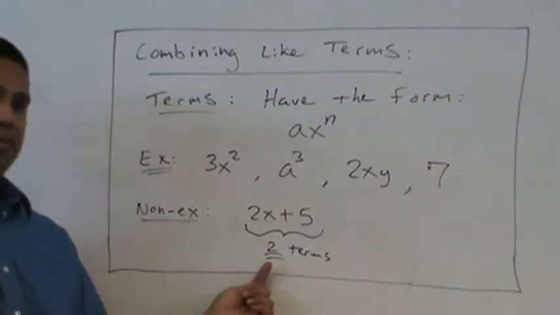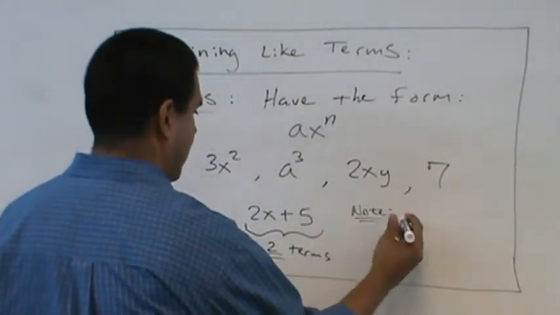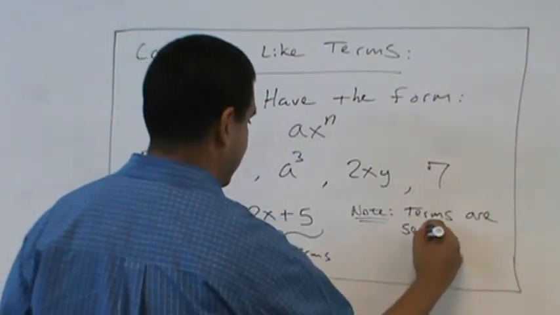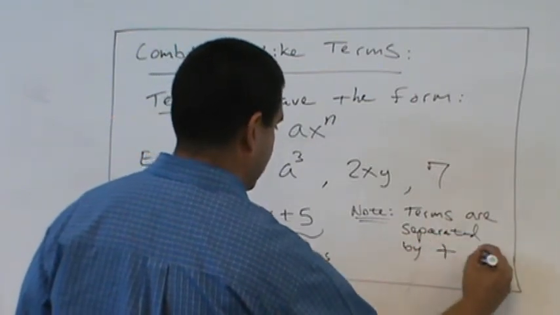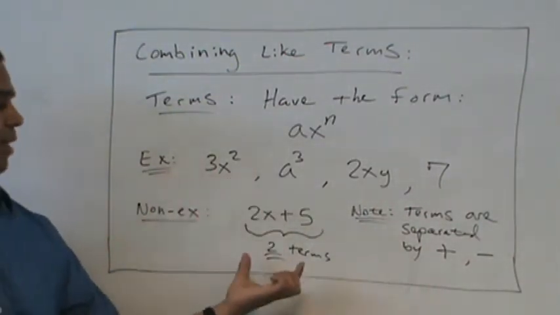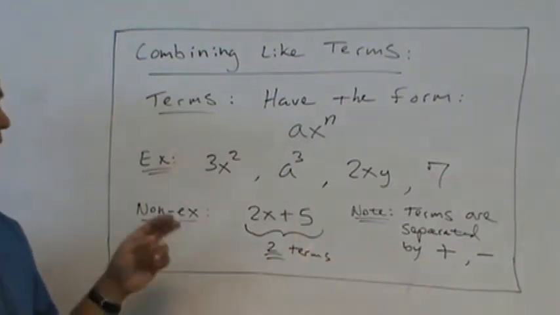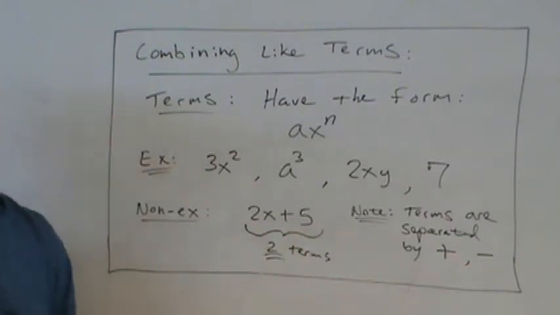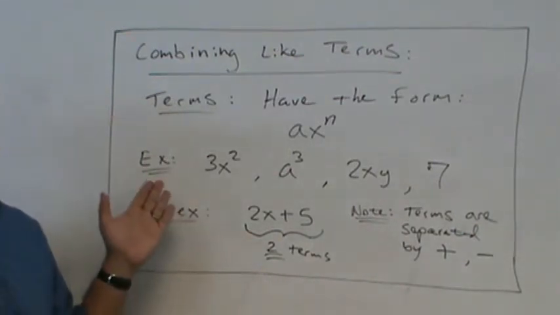So then we need to make a note here. Terms are separated by plus or minus. So a term is kind of a single thing. If we have two of them with a plus or minus in between, that's two terms. Isn't there a word for it, like bi-something? You're right, this would be a binomial. And we'll get there. I like that, thinking ahead. Very good. So that's what terms are.